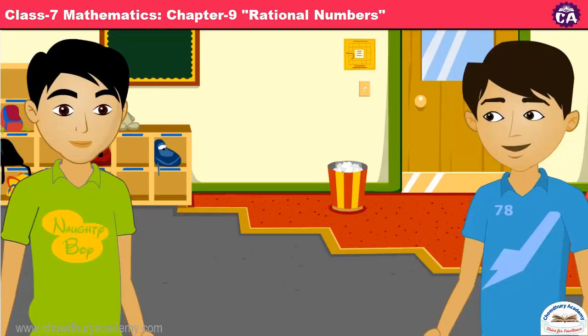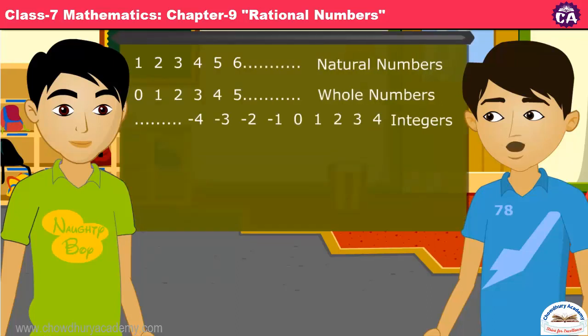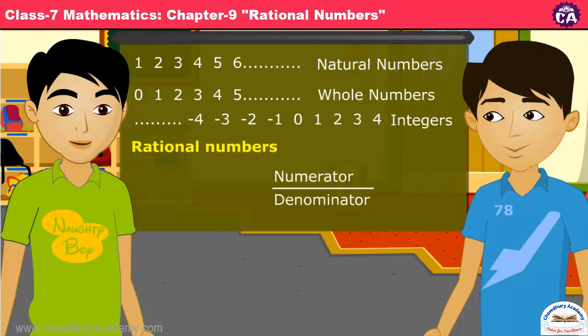What are you doing, Amit? Hey, Rahul, come. You know, today our maths teacher taught us a new topic, rational numbers. I know about natural numbers, whole numbers and integers. But what are the rational numbers? These numbers are in the form numerator by denominator, where numerator is either 0 or a positive integer and the denominator a positive integer. I did not understand. Come, I will explain you.